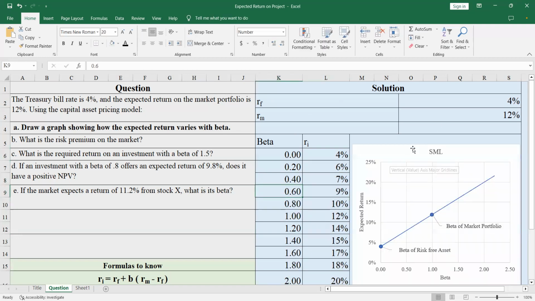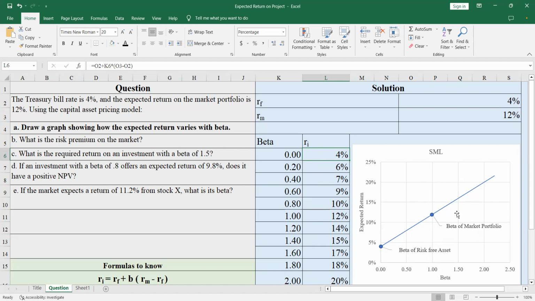So I have this graph over here. You can see the beta is on the x-axis, the expected return on the y-axis. Now at zero beta, the expected return is 4%. So the beta of a risk-free asset is zero. So that's the expected return of a risk-free asset. And beta of the market is one. Corresponding to the beta of the market, you have the market portfolio's expected return of 12%. Connecting all these points that we have plotted, we can make the security market line.